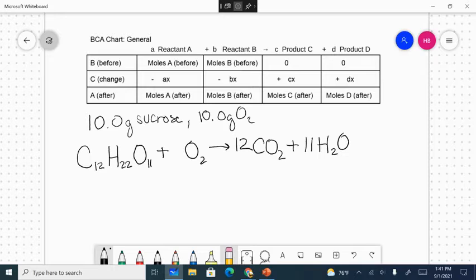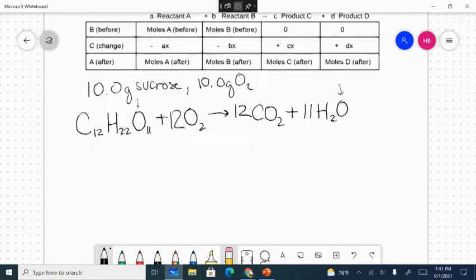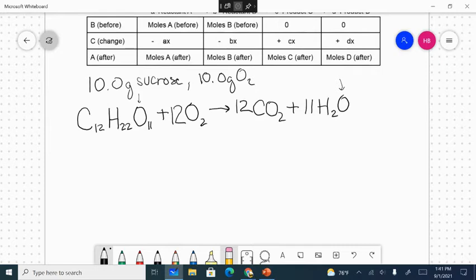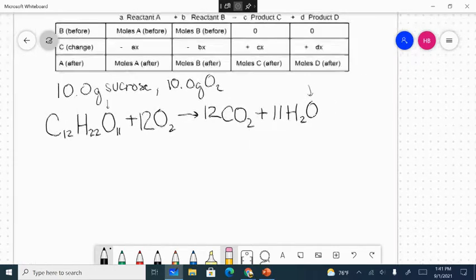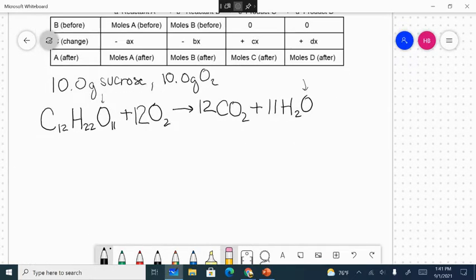Let's do this here, 11. Now we have to be careful because we have oxygens in sucrose and we also have oxygens in O2. So we have 24 and then 11 here. Well, let's just marry this 11 with this 11. And we know we need 24, so this will be 12. All right, so my first step is to say to myself, I'm given grams, I'm going to change that to moles.